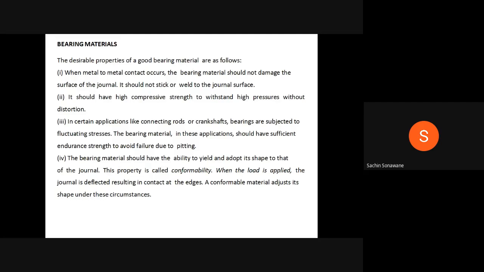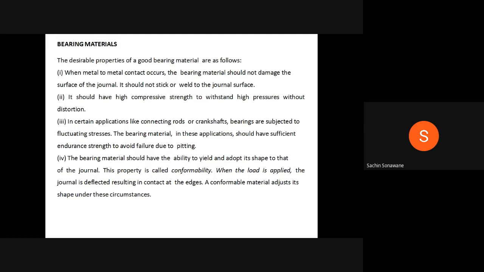Third, in certain applications like connecting rods or crankshafts, bearings are subjected to fluctuating stresses. The bearing material in these applications should have sufficient endurance strength to avoid failure due to pitting.